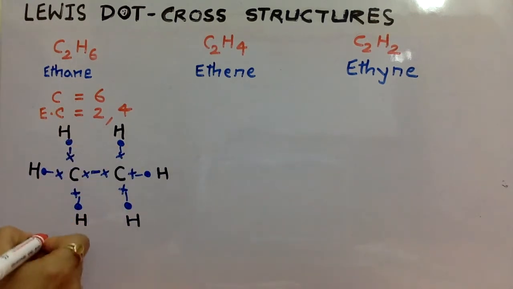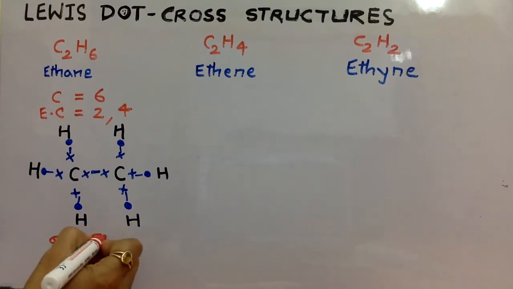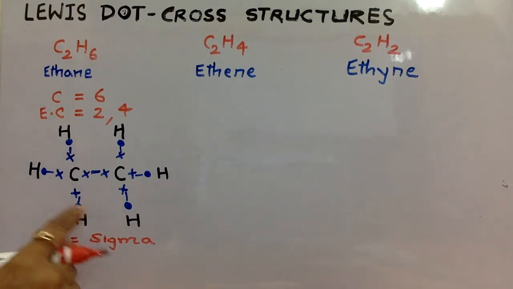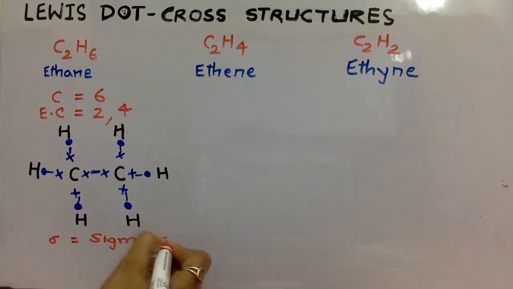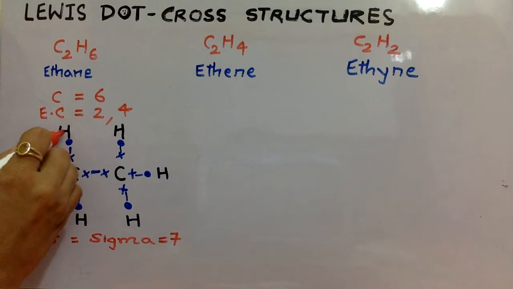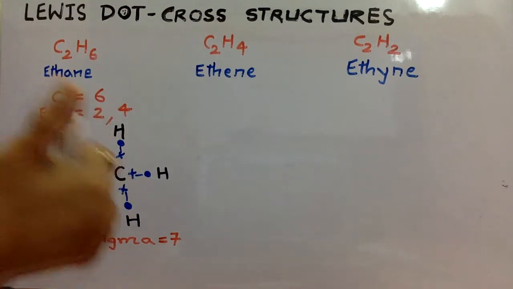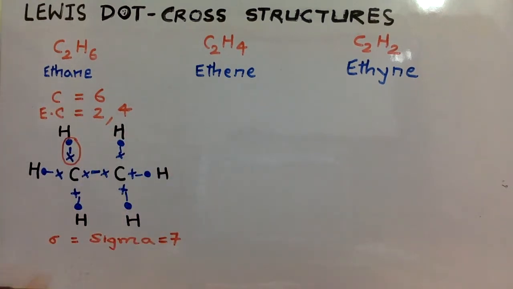As you see, all the bonds are single bonds. Single bonds are called the sigma bonds. And hence, I can say the number of sigma bonds in ethane is 7. The first bond between any 2 atoms is the single sigma bond.